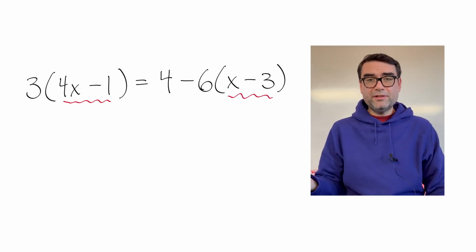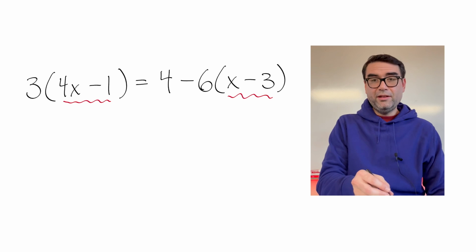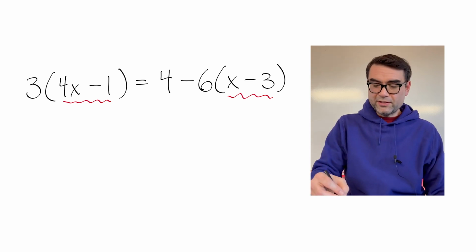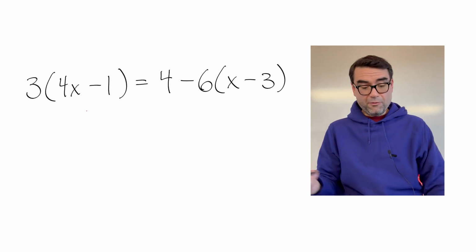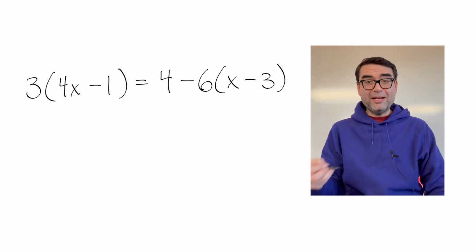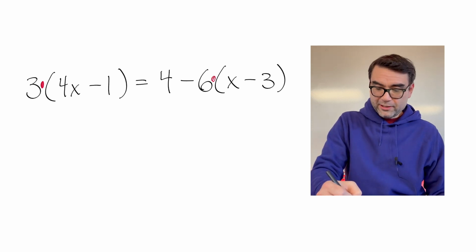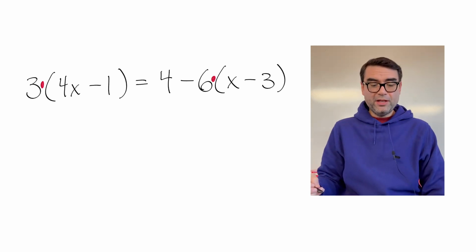you can't do anything with these terms, right? 4x minus 1 is 4x minus 1. There's nothing to simplify. And x minus 3 is simplified. So there's nothing to do inside the parentheses. However, there's an operation happening around the parentheses, which is multiplication, right? The distributive property is using multiplication.